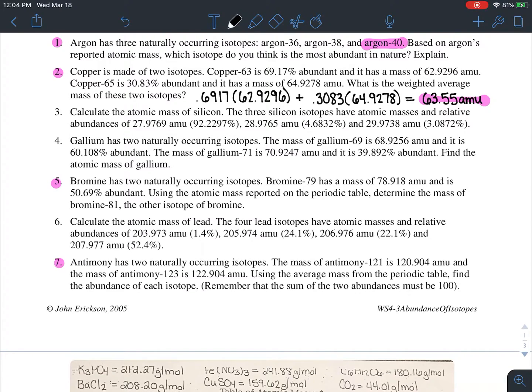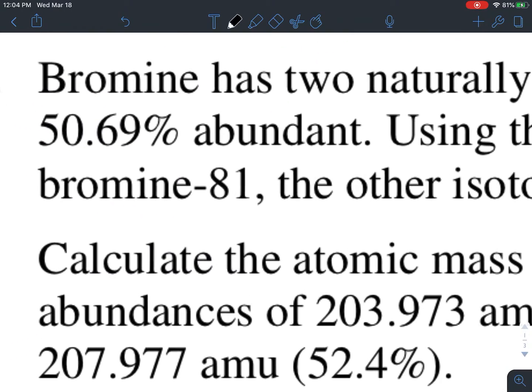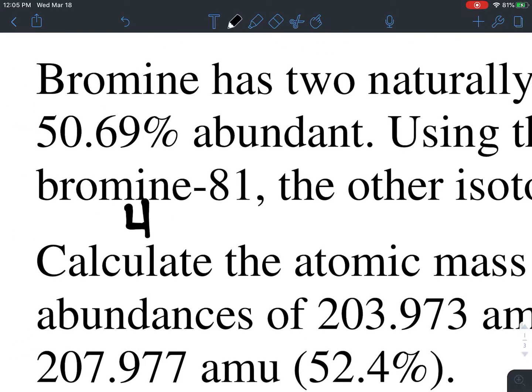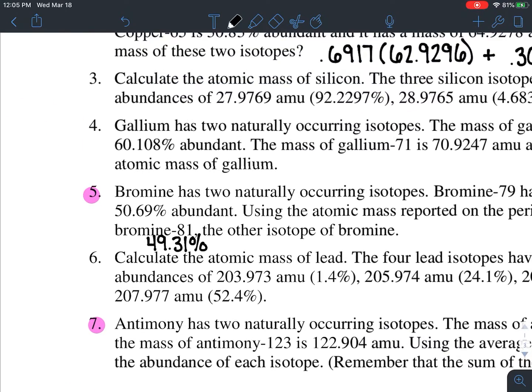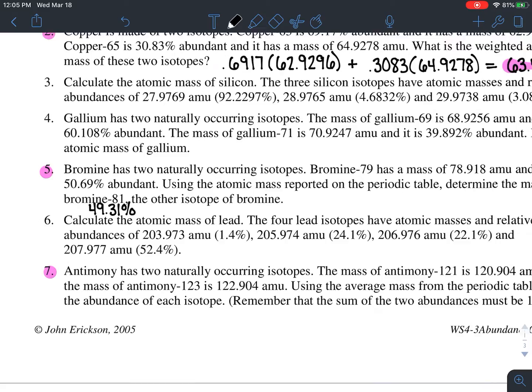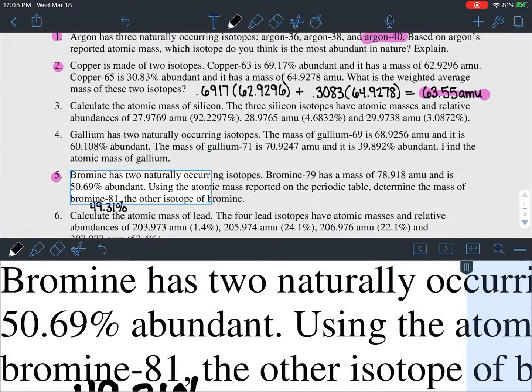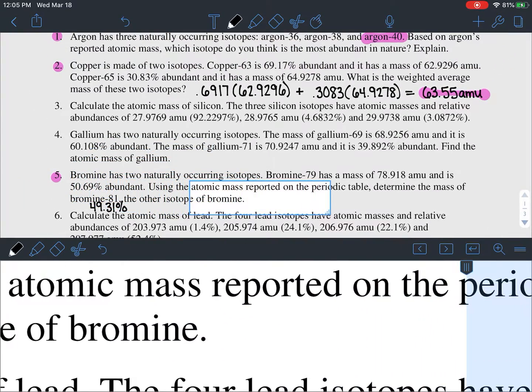And that's going to give us 49.31. And that's going to be the abundance of bromine 81. So 49.31% is how abundant that is, which eliminates a variable that we have to figure out at this point. So setting this up, we're going to set it up the exact same way that we did the other one.